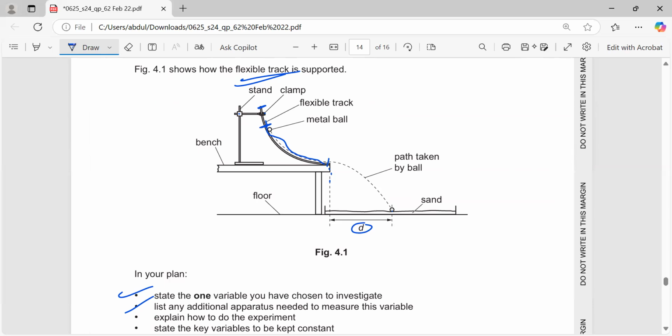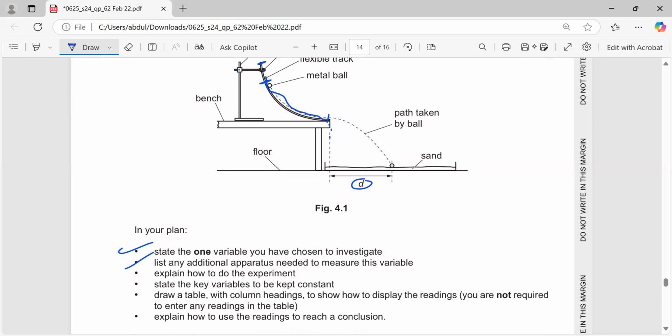State the key variables to be kept constant. One is the height on the track, or the length of the track through which the ball is rolling down. Length of the track for the ball to roll. Second, the angle of the track. We are not going to change the angle of the track, so the angle of the track also must be kept constant. Then draw a table with column headings.